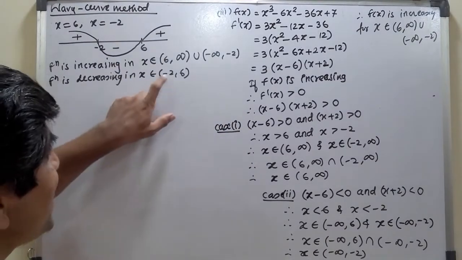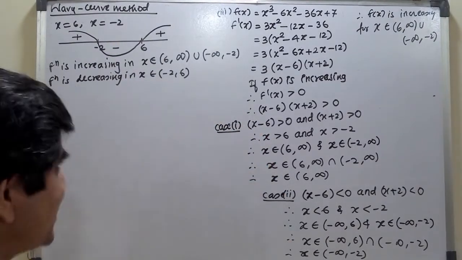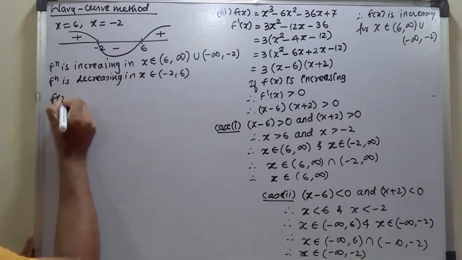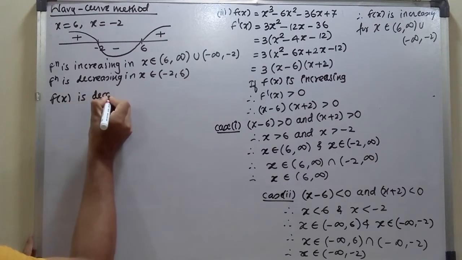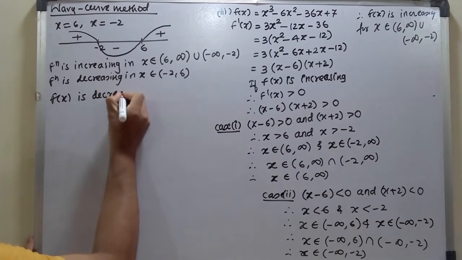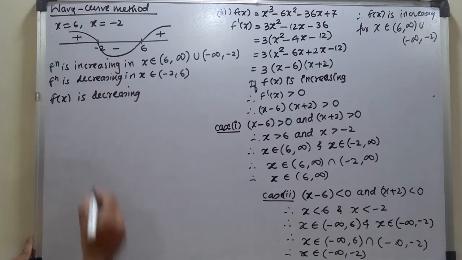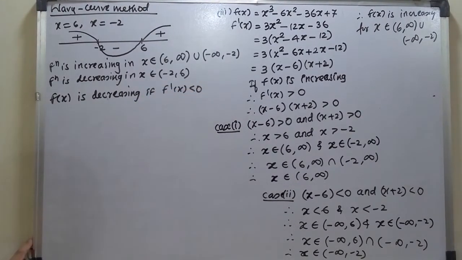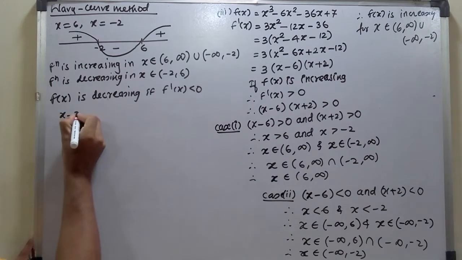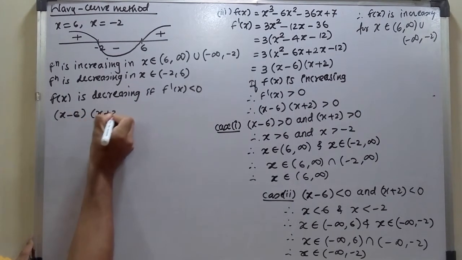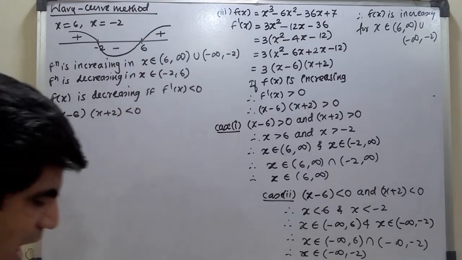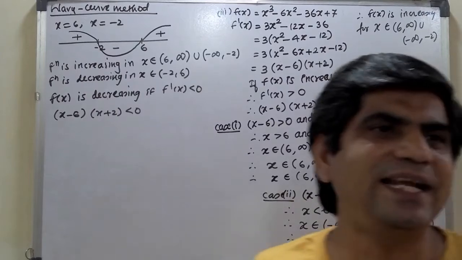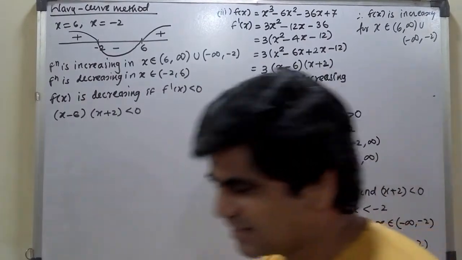Now, can we get this answer by solving like this? Yes, obviously. Let us check. That is for decreasing. The function of x is decreasing if f dash x is negative. F dash x is negative, that means x minus 6 into x plus 2 is less than 0. I am not considering 3 because 3 already is positive, so it cannot fall in the category of negative. So this must be less than 0.